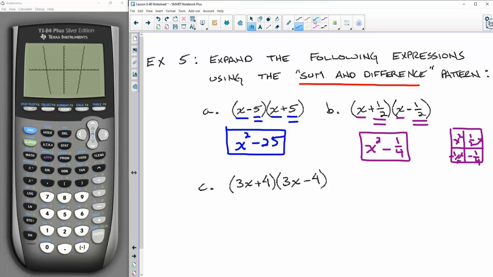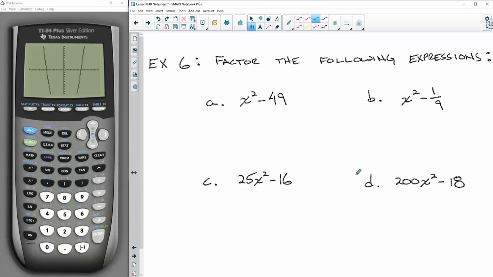So one more time. This should be A squared minus B squared, which is 9x squared minus 16. The 12x and the negative 12x in the upper right-hand and lower left-hand corner cancel each other out.